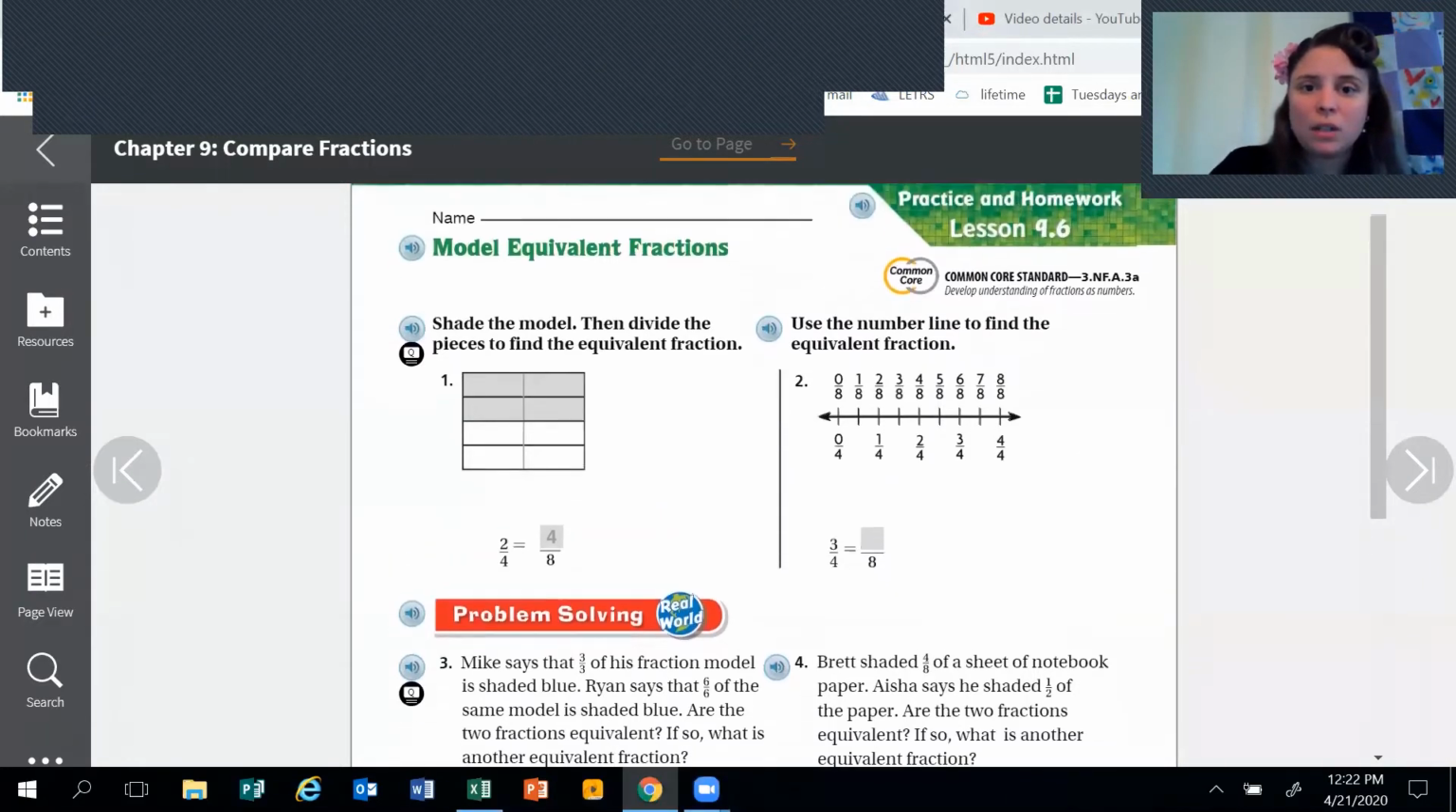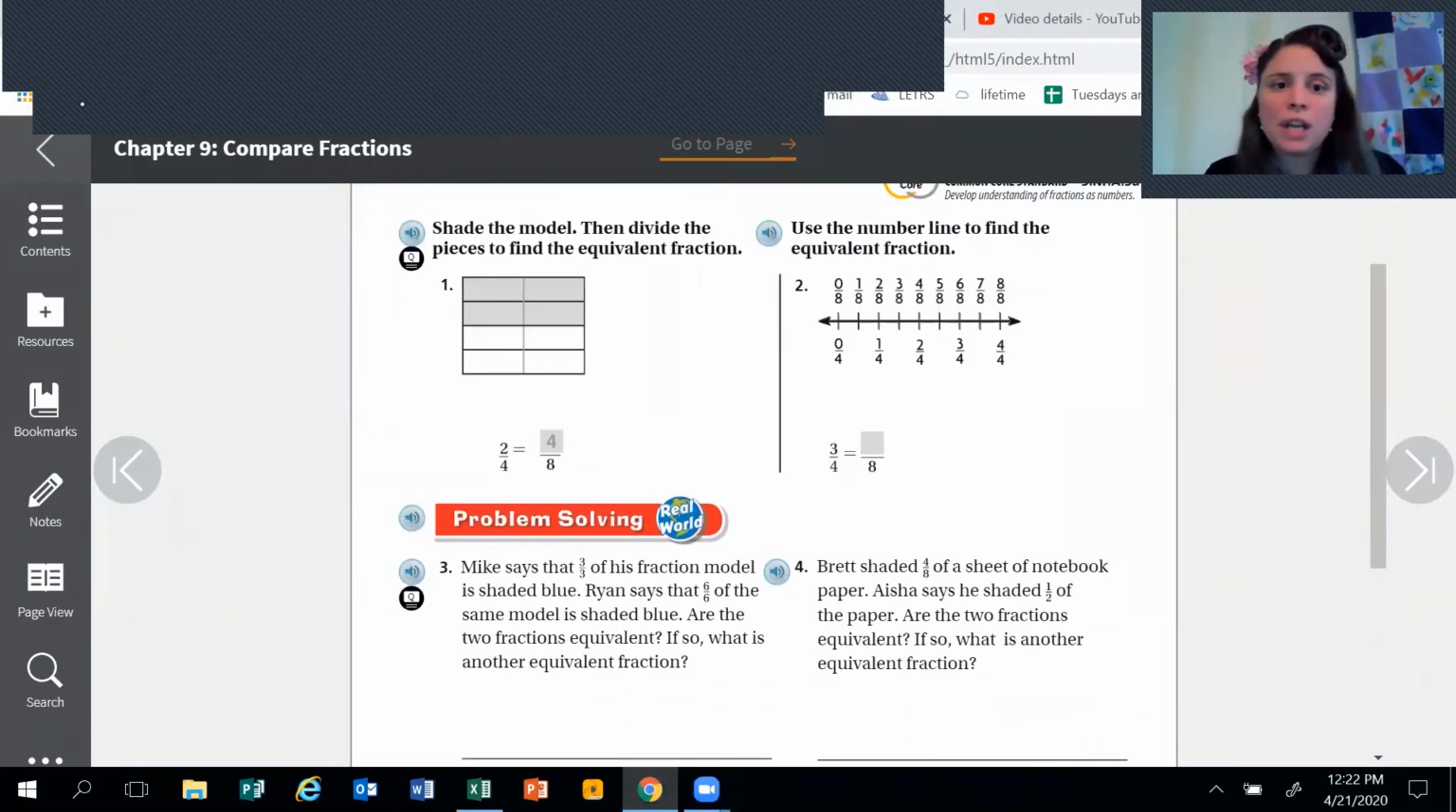And this is basically homework. Shade the model, then divide the pieces to find the fraction. And they already showed you how to do this on here. So they shaded 2/4. I have to pick a different color.